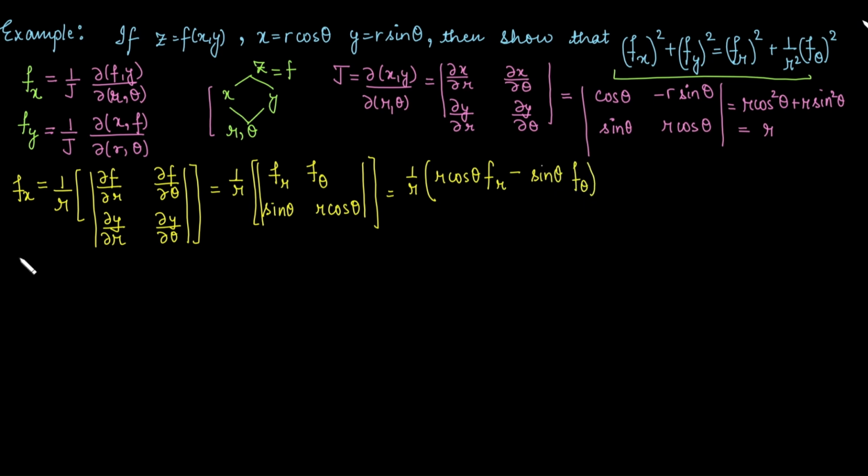Similarly, calculate the partial derivative of the function with respect to y, that is equal to 1 by J, that is r, determinant of partial derivative of x with respect to r, x with respect to theta. Then partial derivative of the function with respect to r, partial derivative of the function with respect to theta. This is equal to 1 by r. Partial derivative of x with respect to r and theta we have already calculated in the Jacobian, that is cos theta and minus r sin theta.